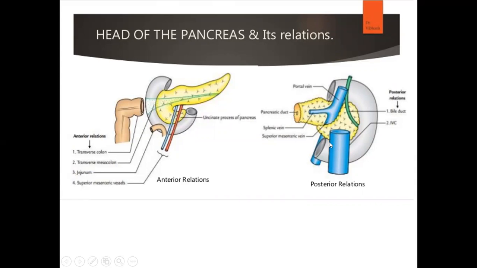Now, the posterior surface is related to the inferior vena cava, left renal vein, bile duct, and right crus of diaphragm. And the uncinate process is related anteriorly to superior mesenteric vessels. These are the superior mesenteric vessels which lie just anterior to uncinate process, and posterior to the abdominal aorta.